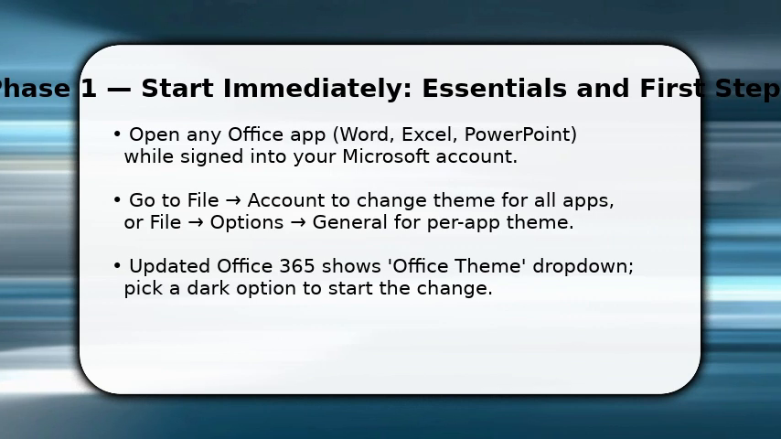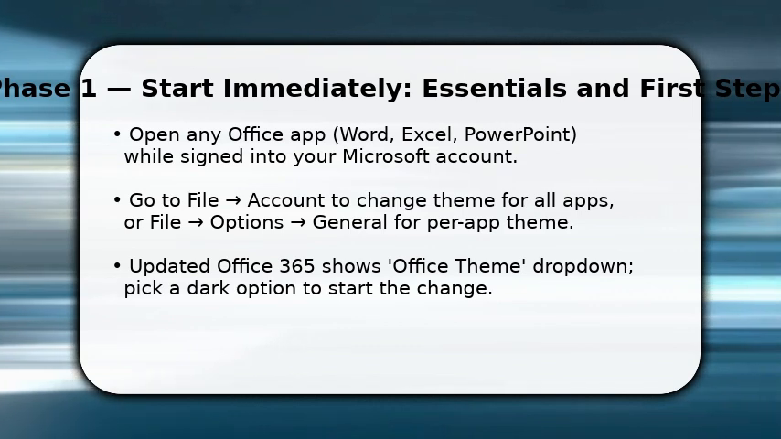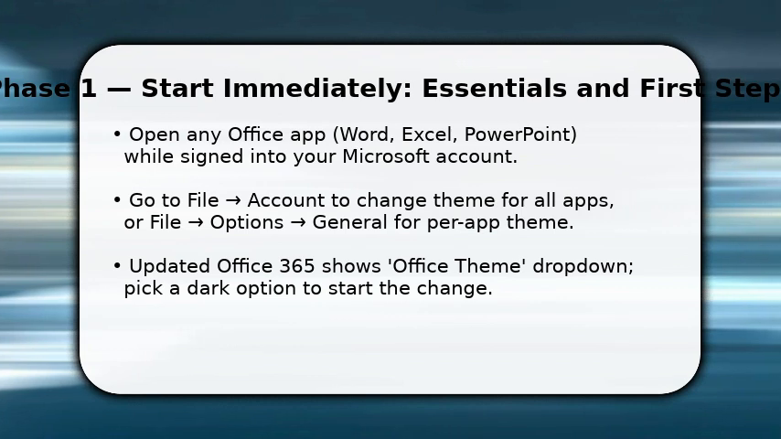Choose the Office theme drop-down and you'll see dark gray and black options. Do this now to reduce glare and improve focus. Changing here is the quickest first step toward the black theme across Office. Once you've opened Account or Options, select Black from the Office theme dropdown.